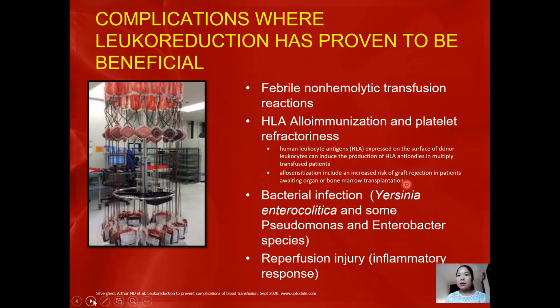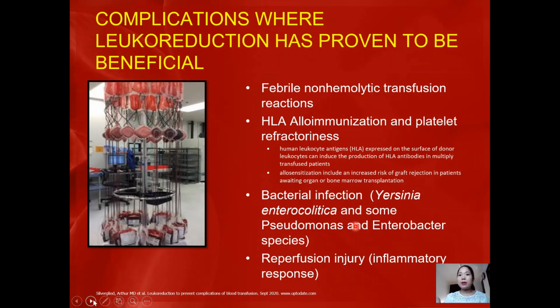The white blood cells in the packed red blood cells and platelets have also been implicated in bacterial infections, specifically Yersinia enterocolitica and some Pseudomonas and Enterobacter species. These gram-negative endotoxin-containing bacteria have been shown to survive cold storage. So you can lessen this bacterial infection by giving a leukoreduced type of blood product.